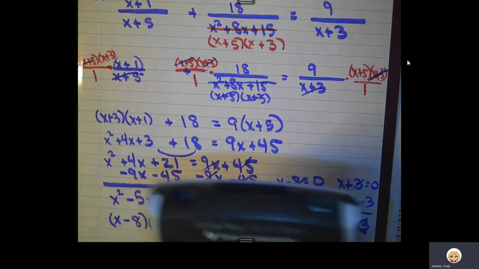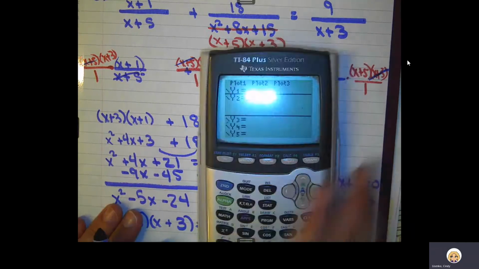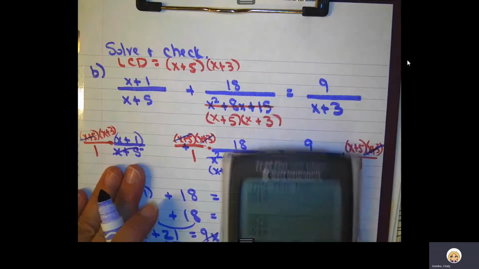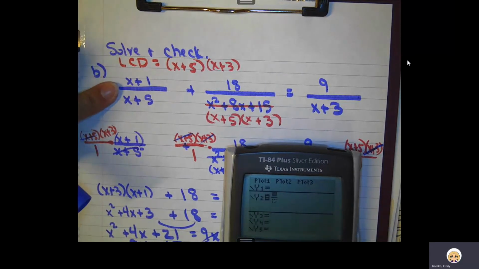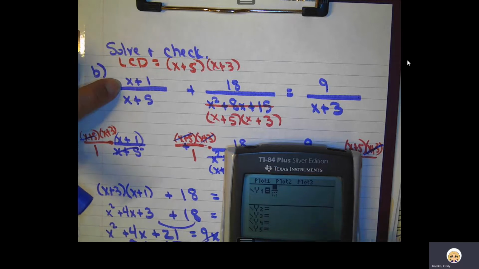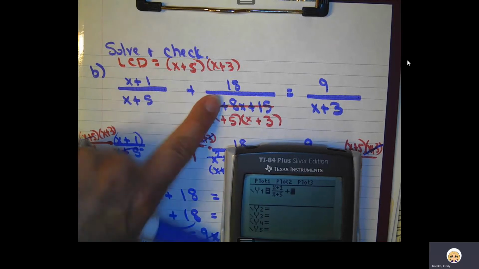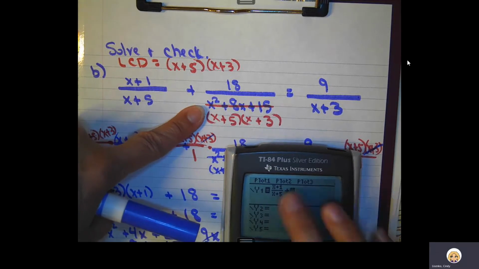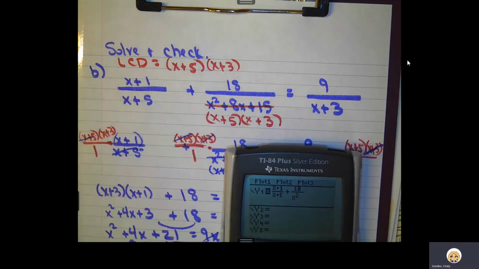Here's one way to do it. I'm going to go to y equals. And I'm going to type in the left side of my equation for y1. So I'm going to do alpha y equals. Oops, let me go up to the top. Alpha y equals. And I'm going to type in x plus 1 over x plus 5. Then plus, and type in this fraction. Alpha y equals 18 over x squared plus 8x plus 15.